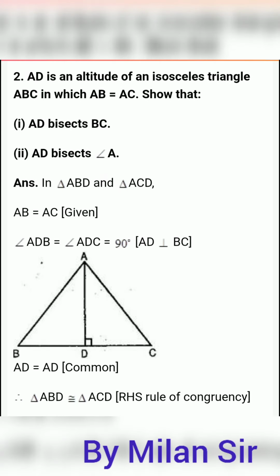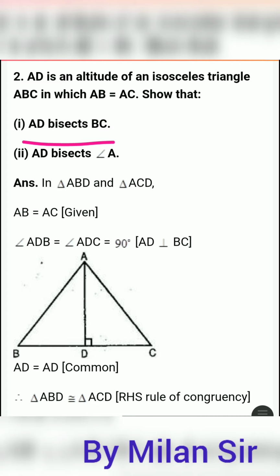Okay, then question number 2. AD is an altitude of an isosceles triangle ABC in which AB is equal to AC. We need to prove here that AD bisects BC and AD bisects angle A.